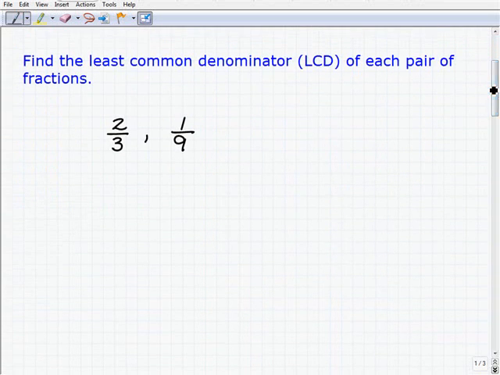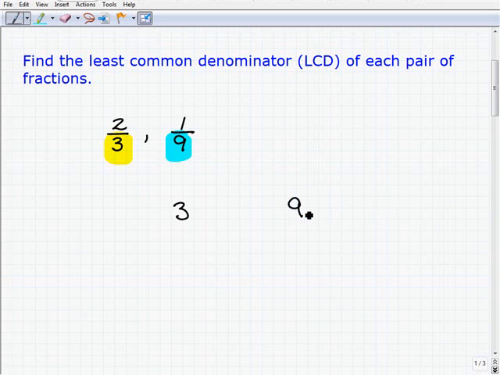So we have 2/3 and 1/9. If I want to find the LCD, I'm just focusing in on the denominators. Here it's 3 and 9. So we have to find the LCM of 3 and 9. And when we do that, we're actually finding the LCD. All right, so the way you do this is prime factor.